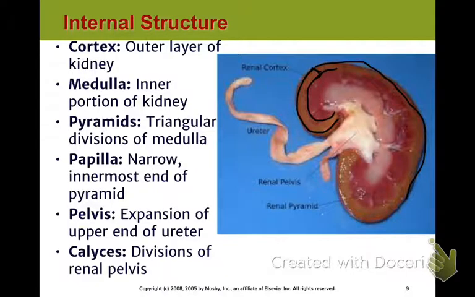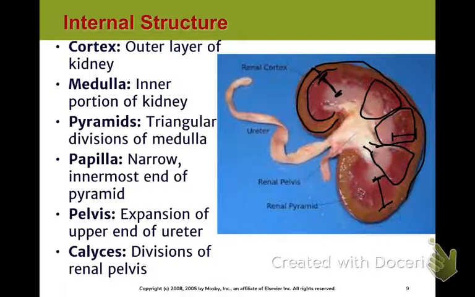Then we have the medulla, which is this middle area here. This is the medulla, that middle region. And then you vaguely see a pyramidal shaped structure. Those are the renal pyramids, leading down into this funnel-shaped region here called the renal papilla. This inner area here is the renal pelvis.